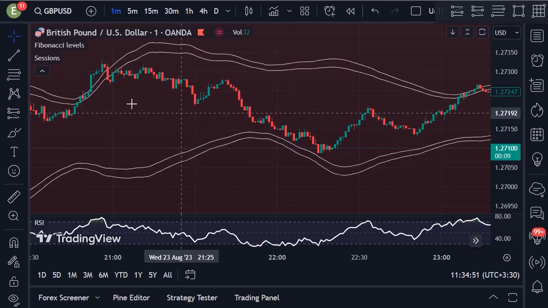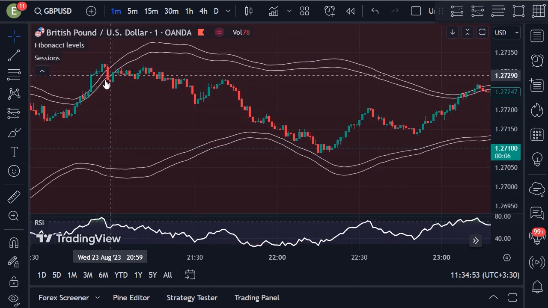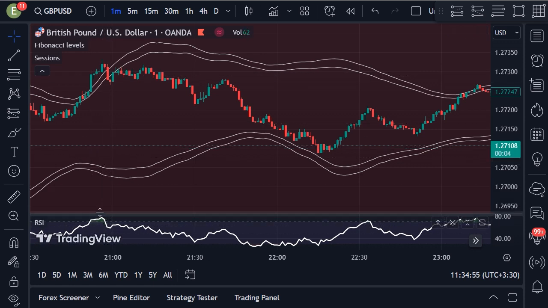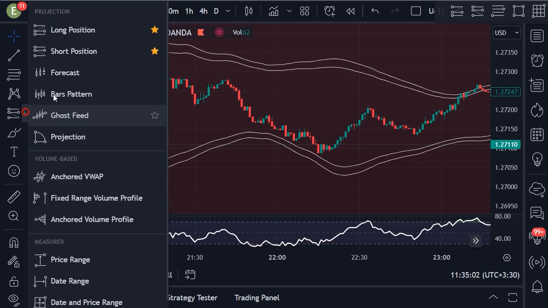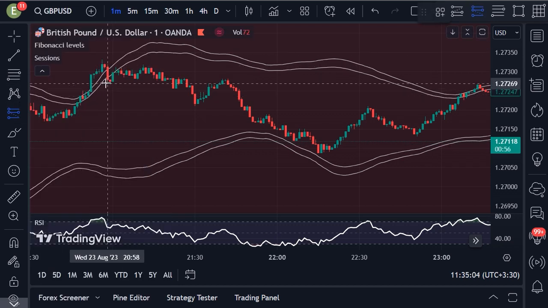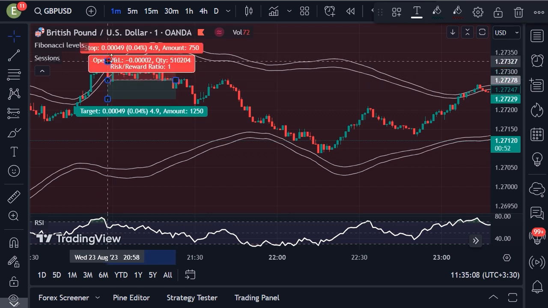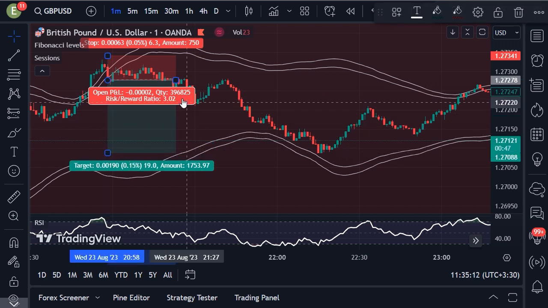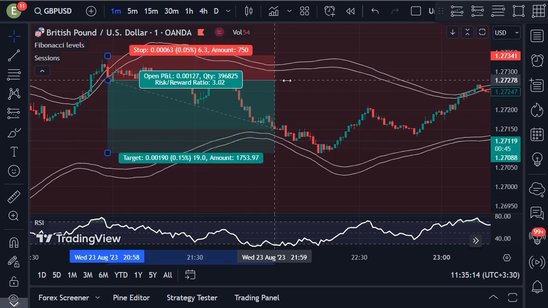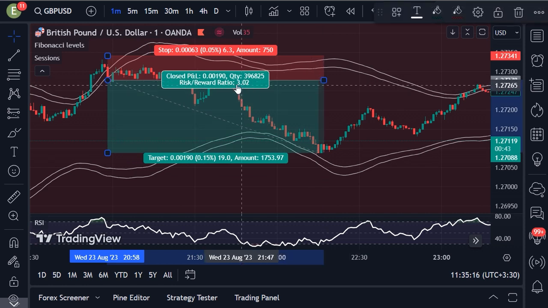The price and the candles have broken out of the Fibonacci levels. Additionally, RSI is in the overbought zone and we are in the New York session. So we can enter into the trade. In this trade, we also took a risk to reward ratio of 3.